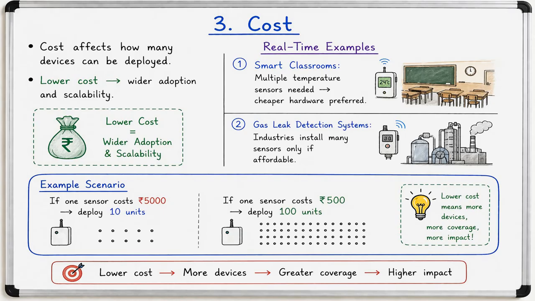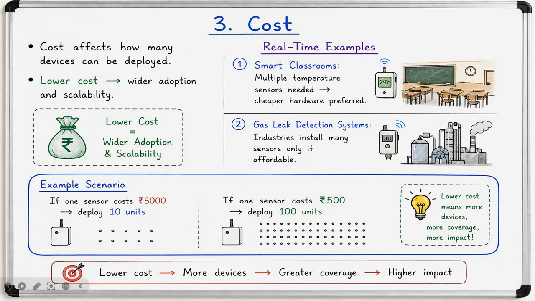Then one more, you have gas leak detection systems, which are used in industries. Here the industries install many sensors only if it is affordable. These industries require multiple sensors for safety across the larger areas, and they prefer cost-effective sensors so that more units can be installed for better protection.